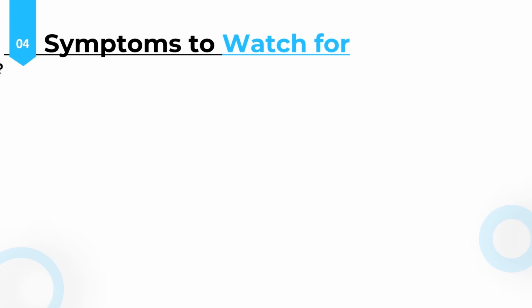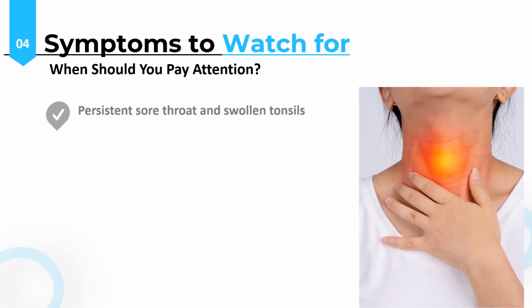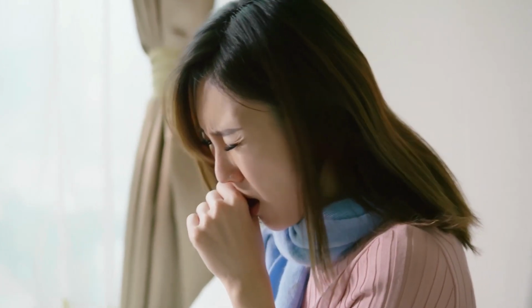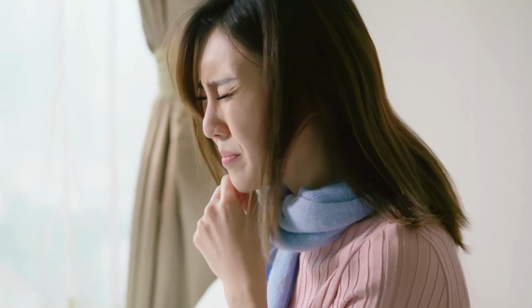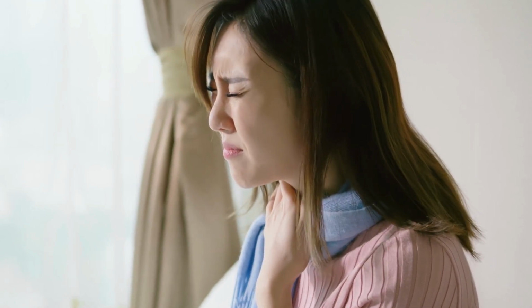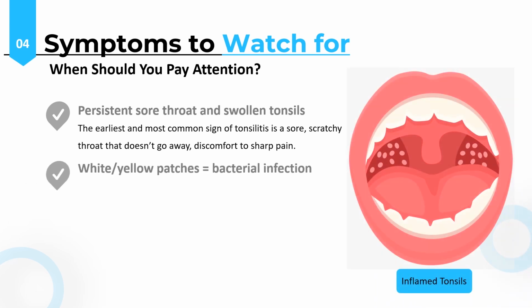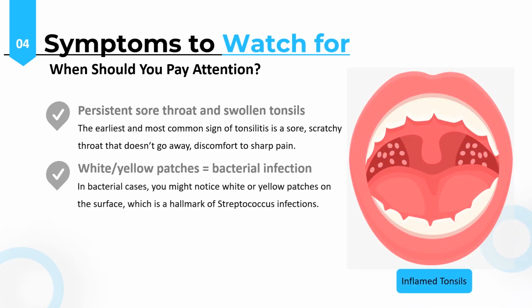When it comes to treating tonsillitis, early recognition is crucial to ensure timely and appropriate care. The earliest and most common sign of tonsillitis is a sore, scratchy throat that doesn't go away. This discomfort might start as a mild irritation but can escalate, making it hard to eat, drink, or even speak. In bacterial cases, you might notice white or yellow patches on the surface, which is a hallmark of Streptococcus infections.